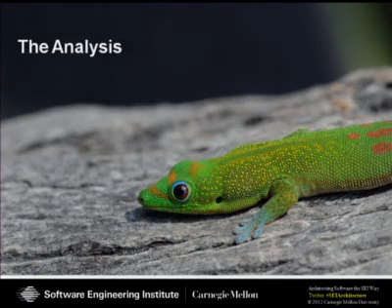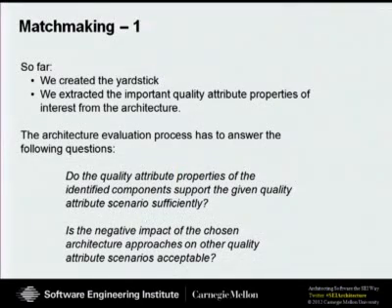And now we have to put them together to do the analysis. Now that we have that information, the final question that we have is, do those quality attribute properties that we identified in those components, are they sufficient to support the quality attribute scenarios that we have? And if that is the case, is the negative impact that all those things have on all the other important scenarios acceptable to the organization? Yes or no? If I can answer both questions with yes, then I did my job.